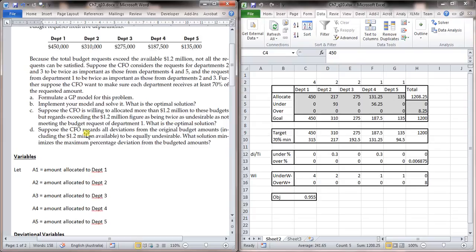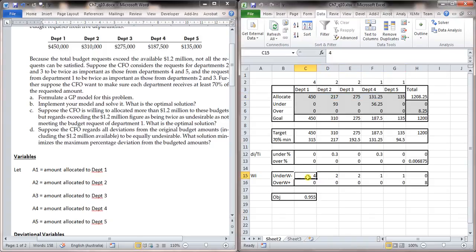Last part of the question: suppose the CFO regards all deviation from the original budget, including the 1.2 million available, to be equally undesirable. That means all the weights are 1. So this is 1, this is 1, this is 1, and all related. It says what solution minimizes the maximum percentage deviation from the budgeted amounts.